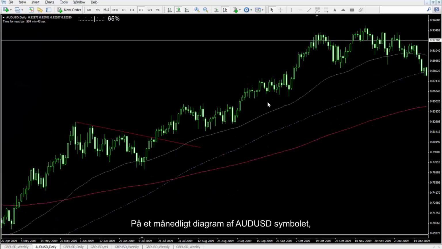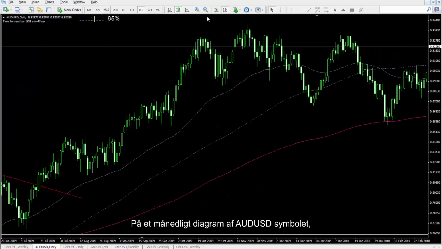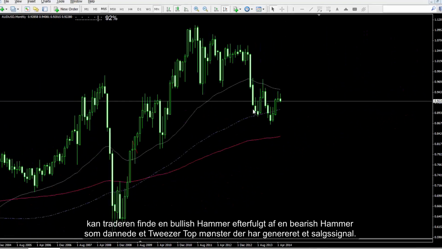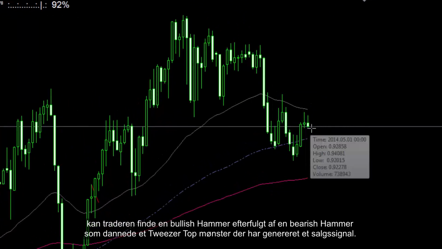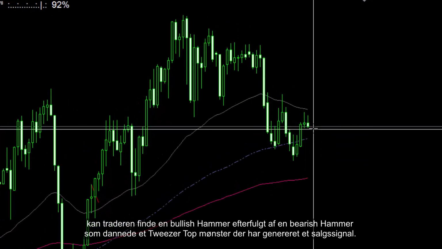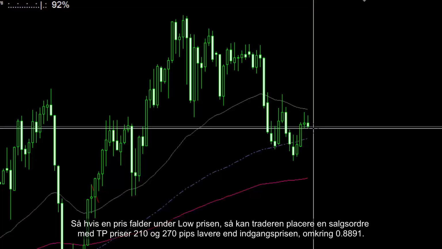On a monthly chart of Australian against US dollar symbol, a trader can detect a bullish hammer followed by a bearish hammer, which created a tweezers top pattern and has generated a sell signal. So, if a price decreases under the low price, then a trader can place a sell order with TP prices 210 and 270 pips lower than the entry price, around 0.8891.